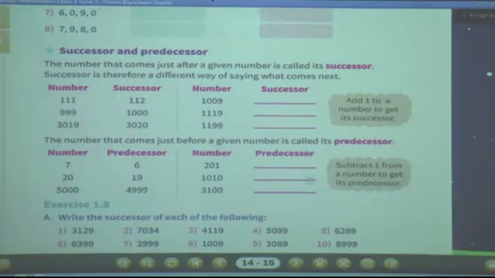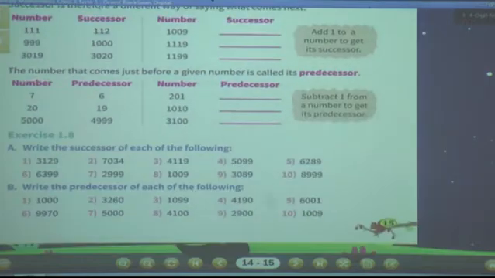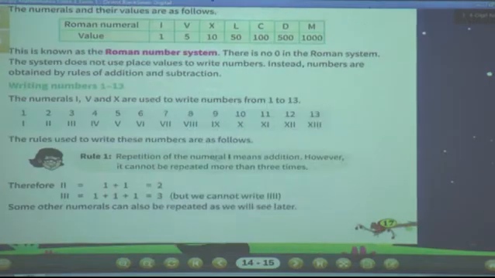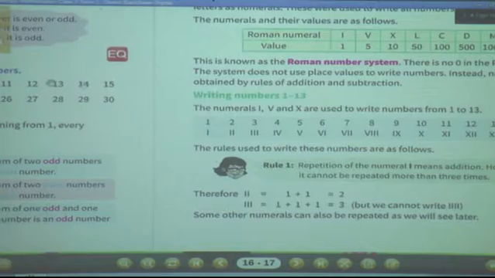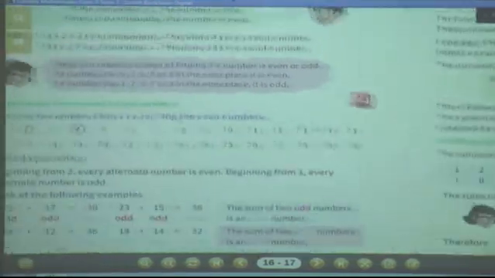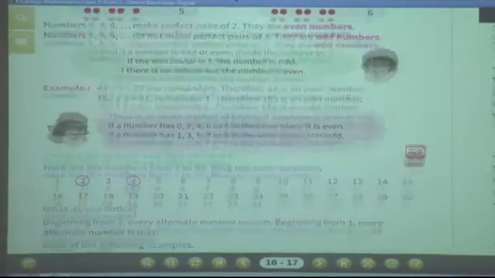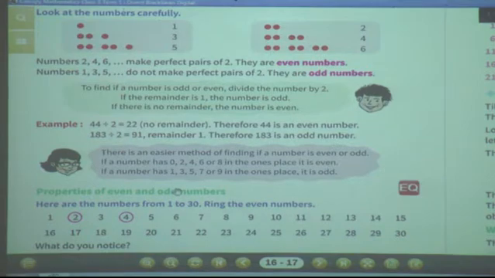Now today we are going to see odd and even numbers. So students, open your textbook at page number 16. Now can you see this picture? Yes. Now see here, how many circles are there? Here some small circles are given to you. So count these circles. Yes, here only one circle is there.